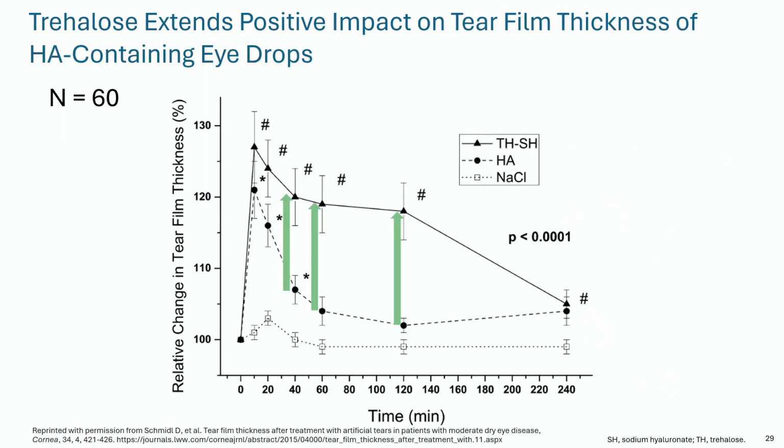Trehalose, we have seen, extends the positive impact on tear film thickness in drops that have hyaluronic acid. So when you look at the graph here, the bottom line is just saline, the middle one is hyaluronic acid, and the upper one is hyaluronic acid with trehalose. You're looking at the relative change in tear film thickness, and you can see that it just stays on the surface and maintains thickness of the tear film.